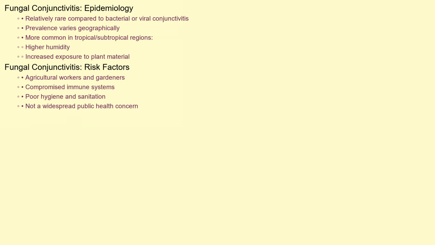Fungal conjunctivitis is relatively rare compared to bacterial or viral conjunctivitis. Its prevalence varies depending on geographic location and environmental factors. It's more commonly seen in tropical and subtropical regions where humidity and exposure to plant material are higher. Agricultural workers, gardeners, and individuals with compromised immune systems are at a higher risk. Cases are also more frequent in areas with poor hygiene and sanitation. While not a widespread public health concern, understanding the epidemiology helps identify at-risk populations and implement appropriate preventative measures.